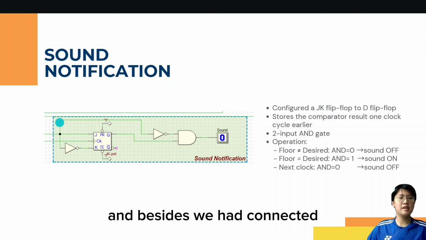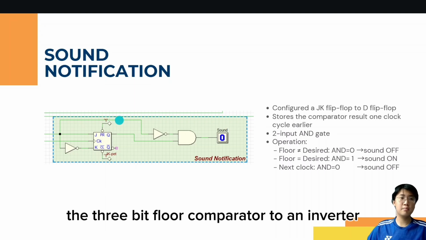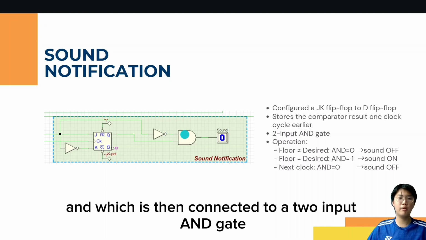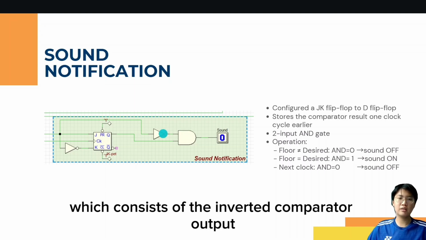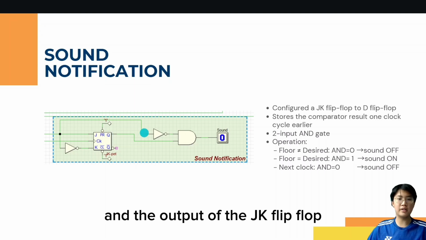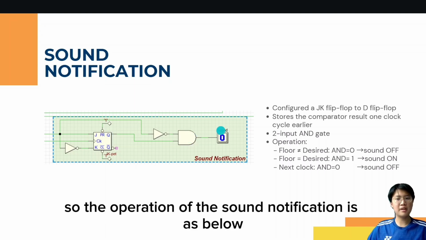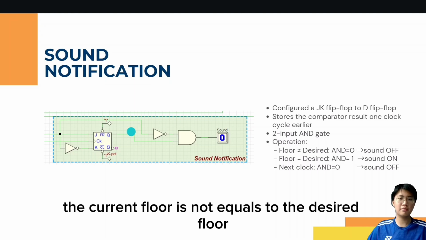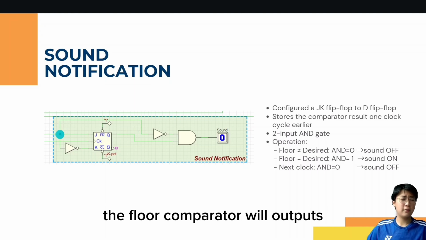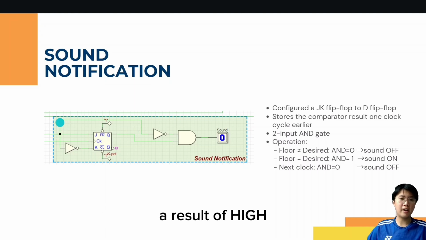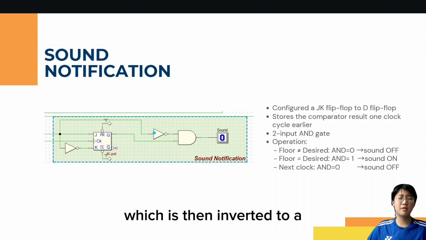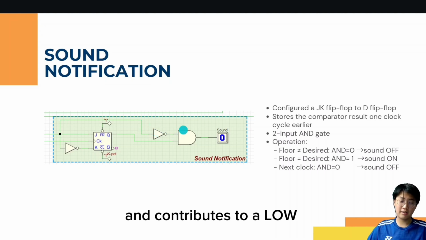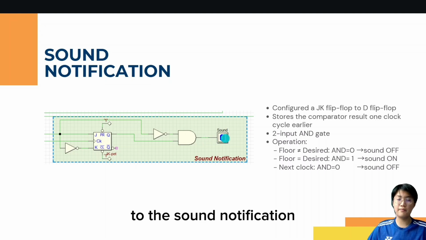Besides, we connected the 3-bit floor comparator to an inverter, which is then connected to a 2-input AND gate, which takes the inverted comparator output and the output of the JK flip-flop. So the operation of the sound notification is as below. When the current floor is not equal to the desired floor, the floor comparator will output high, which is then inverted to low, and contributes a low to the sound notification.